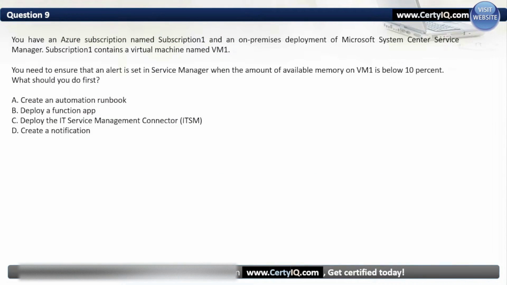Question 9. You have an Azure subscription named Subscription 1 and an on-premises deployment of Microsoft System Center Service Manager. Subscription 1 contains a virtual machine named VM1. You need to ensure that an alert is set in Service Manager when the amount of available memory on VM1 is below 10%. What should you do first? The correct option is C.